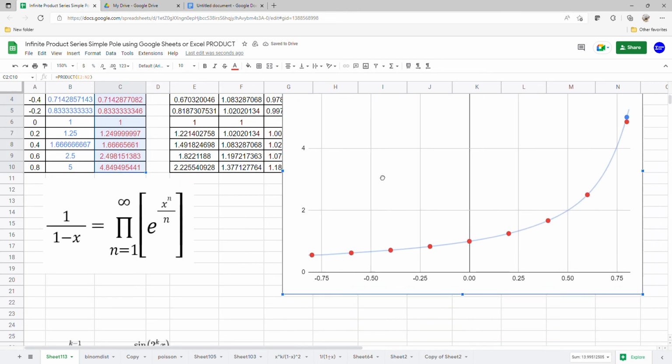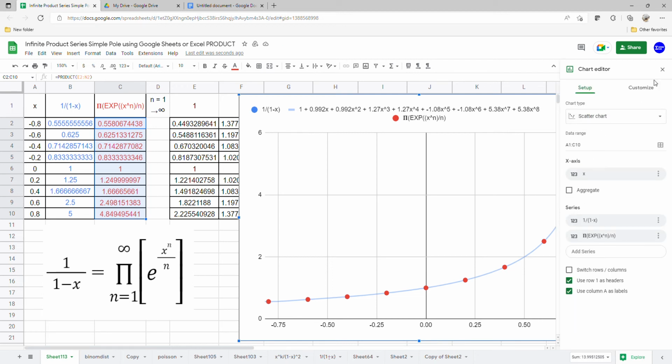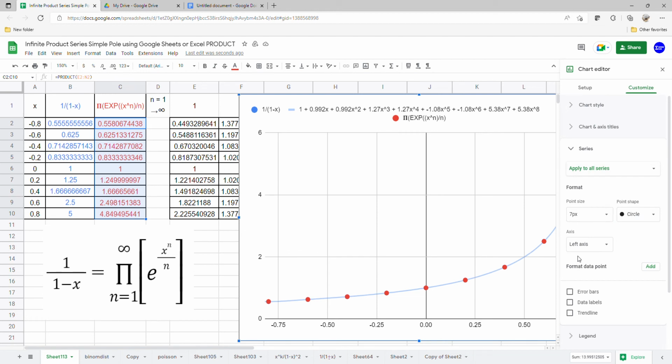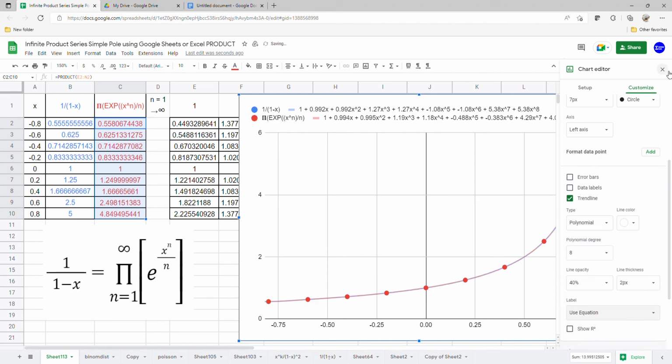So here you have the polynomials, the dataset. But we need the polynomial for this, so we edit the chart and show the trend line. Series, trend line, the type also polynomial, the degree 8, and for the label use the equation.